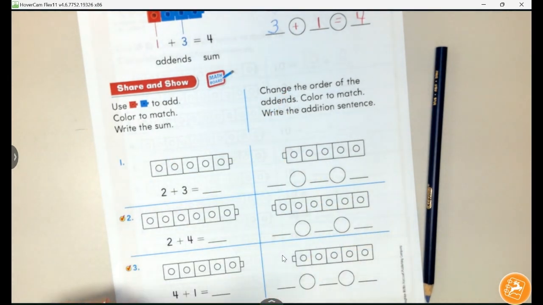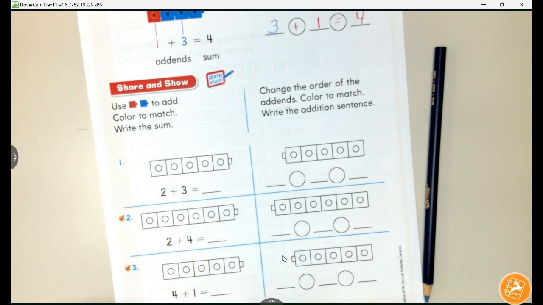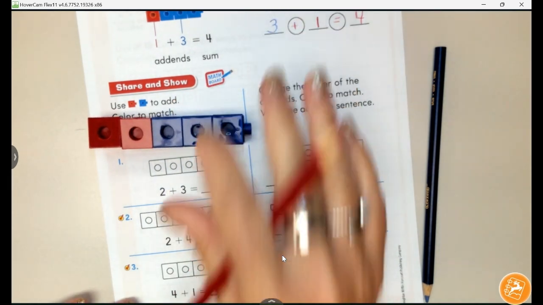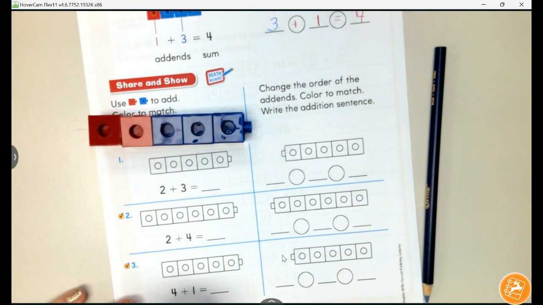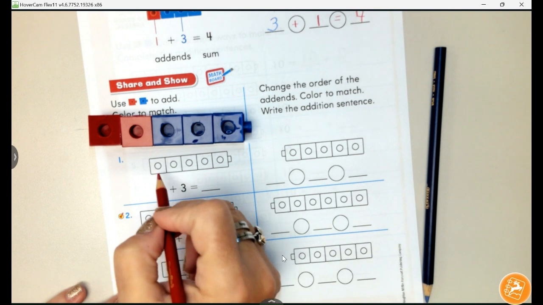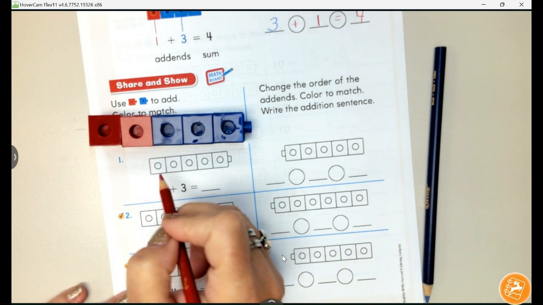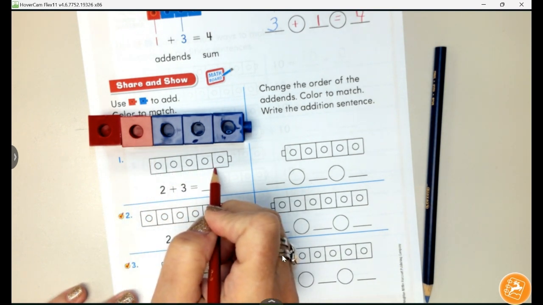So again, we're using our red and blue counters. I would have my students build with these, and then I'm going to also have them color in with these. So in this one, we have 2 plus 3. So we're going to choose 2 red and 3 blue, and I'm going to have them build the cube train that goes with that. Then I'm going to have them make this cube train come to life with their model.